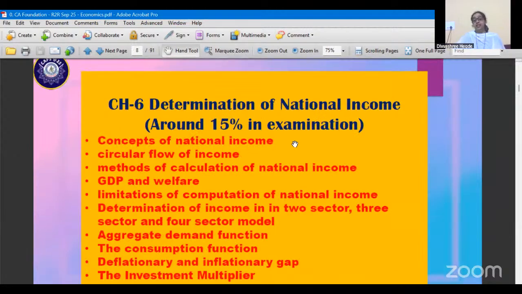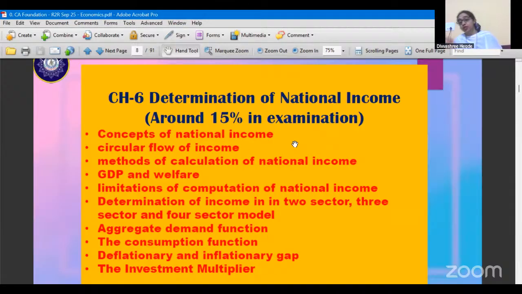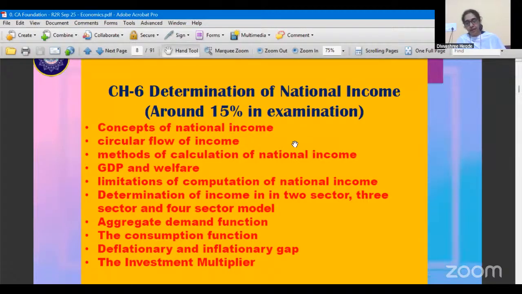Then comes the determination of national income. See, the fourth chapter was 15%, this is 15%. Two chapters will cover around 30% of your questions. So we have studied concepts of national income, methods, consumption function, demand function, inflationary, deflationary gap, investment multiplier, etc.